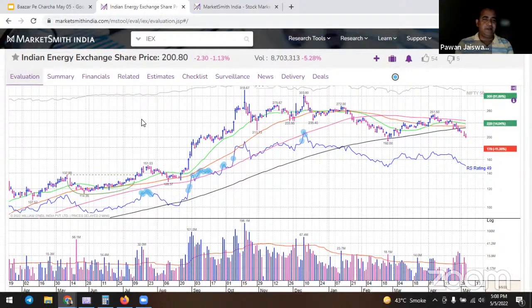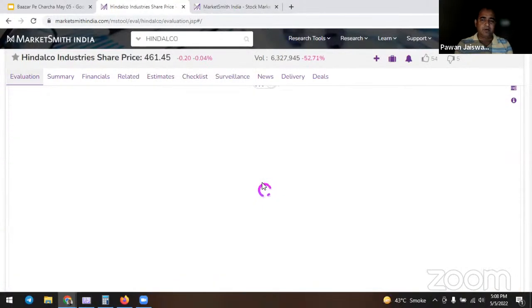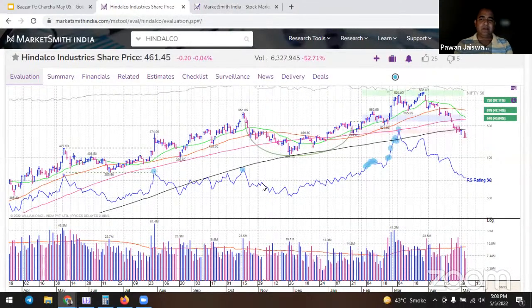That is IEX. Now another is Hindalco. As I was discussing about metals, metal is looking quite sideways with a negative bias. If I talk about Hindalco, it has already breached the 200 day moving average. But the slope of all these moving averages except the 50 DMA is upward sloping. On momentum, the weekly and monthly charts are not showing that much correction, but momentum on the daily and weekly chart suggests some kind of sideways with correction. So it will remain range-bound.